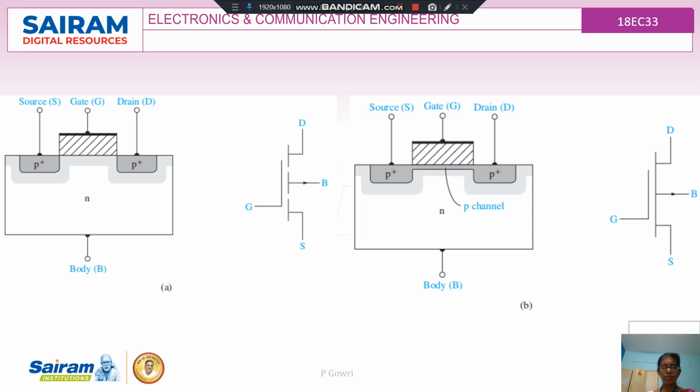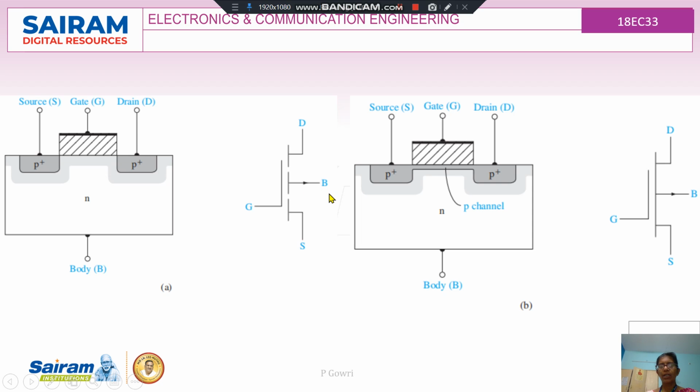And this gives the symbol of the P channel enhancement and the depletion mode MOSFET. So here we can see that at zero gate voltage, there will be no channel in case of the enhancement, whereas in the depletion we will be having a predefined channel. The inversion layer will pre-exist at zero gate voltage, and the symbol is given here, and we can see that the arrow mark indicates outside.